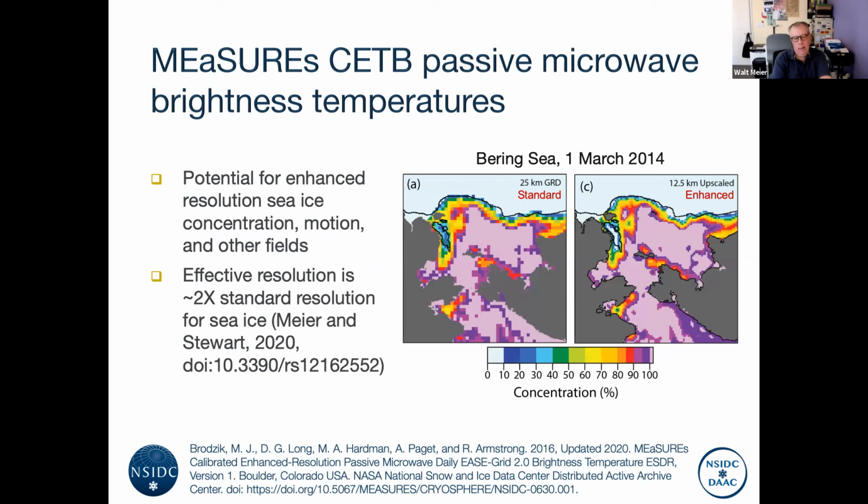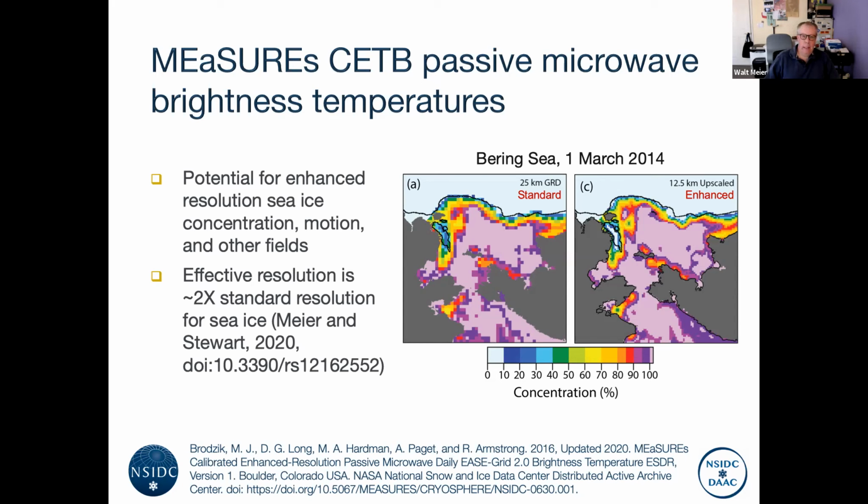And this is a paper that I published with Scott Stewart last year. And what we found was the 3.125 and the 6.25 kilometer, that comes out of the signal processing that they do, and it kind of comes out of that SIR algorithm, but it's not necessarily the effective resolution. You get some smearing and some oversampling, essentially, based from what the true resolution is.